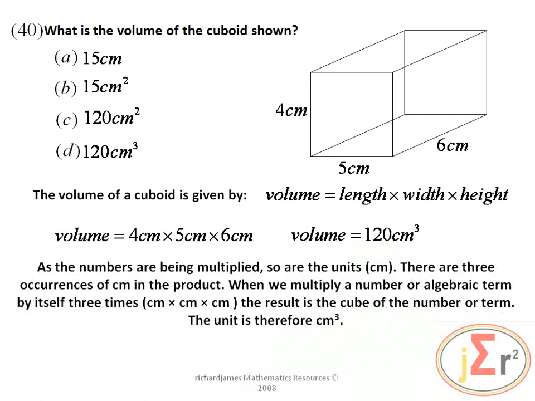As the numbers are being multiplied, so are the units. And of course, each unit is a centimeter. There are 3 occurrences of centimeter in the product. When we multiply a number or algebraic term by itself 3 times, the result is the cube of the number or the term. The unit is therefore centimeters cubed, or centimeters to the power of 3, but we generally say, when referring to units, centimeters cubed. The correct answer is represented by option D.